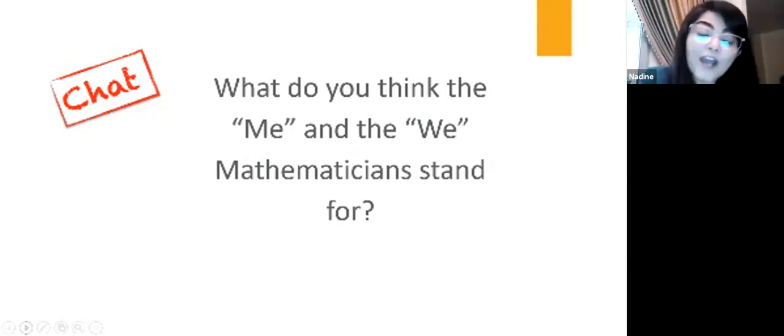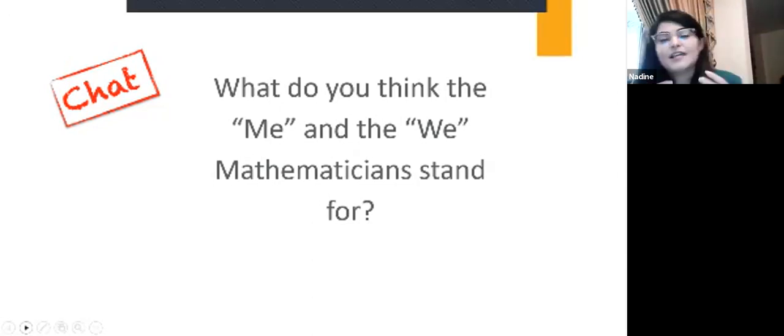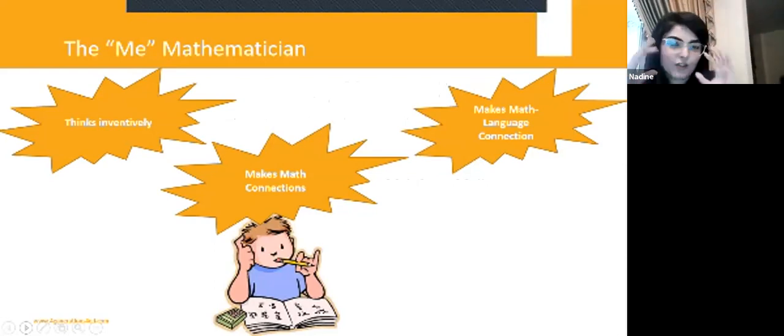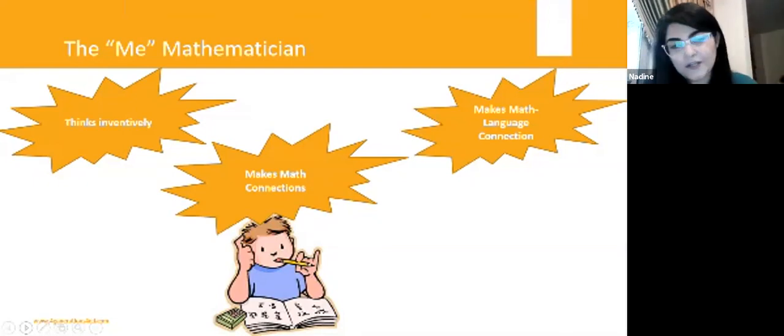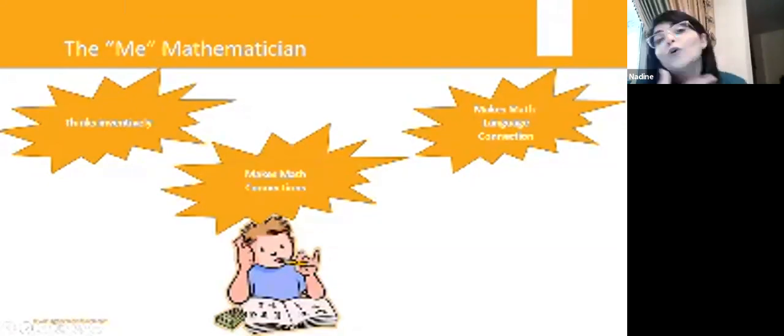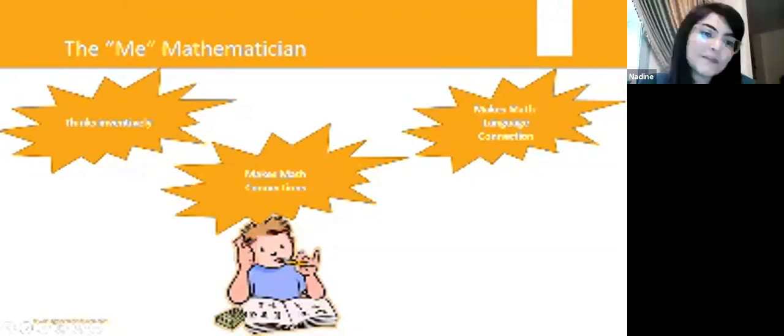So first of all, we are going to start with the me mathematician. So who is the me mathematician? The me mathematician is the solo learner or the solo mathematician who thinks about mathematics inventively and creatively, who is able to draw math connections to real life experiences, and who is as well able to make math language connections. And here is where the me mathematician starts using specific terminologies and describing certain situations or activities. So this is basically for the me mathematician or me learner.